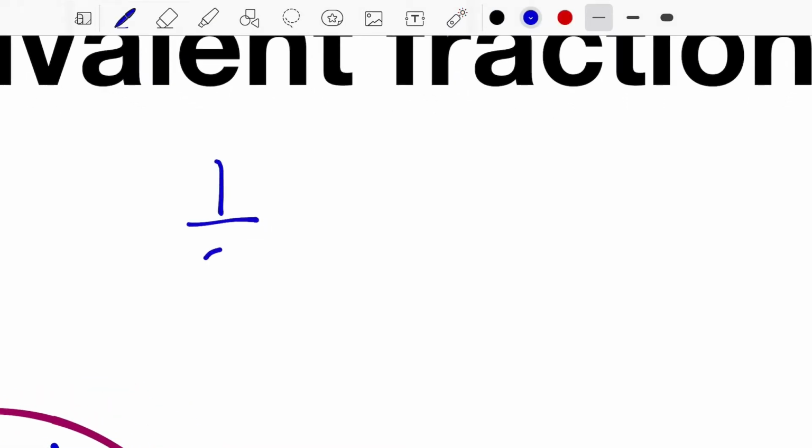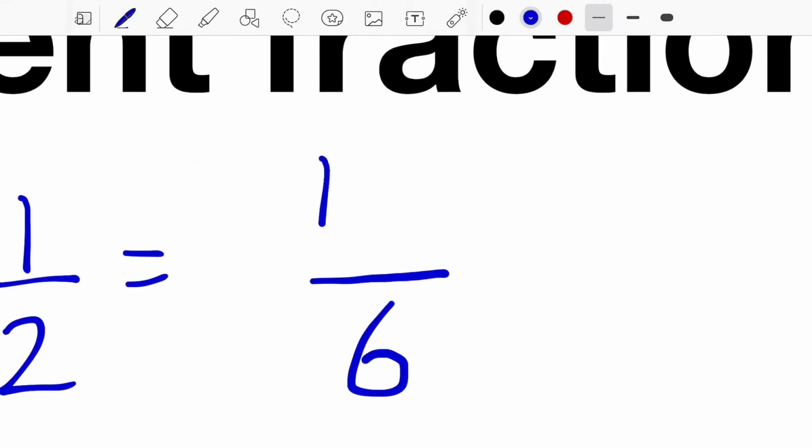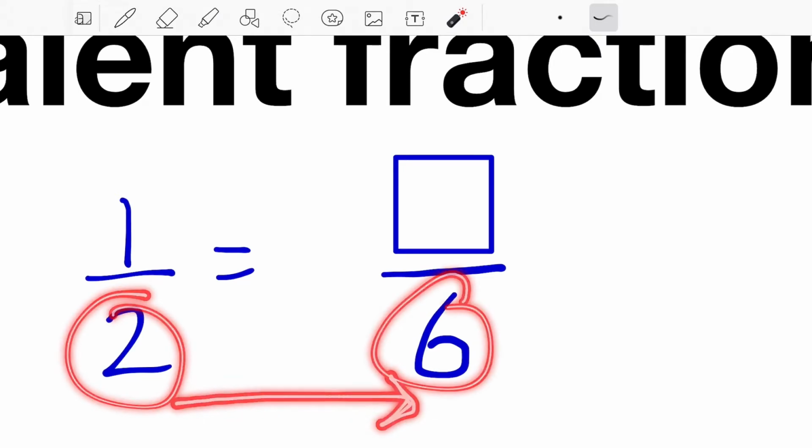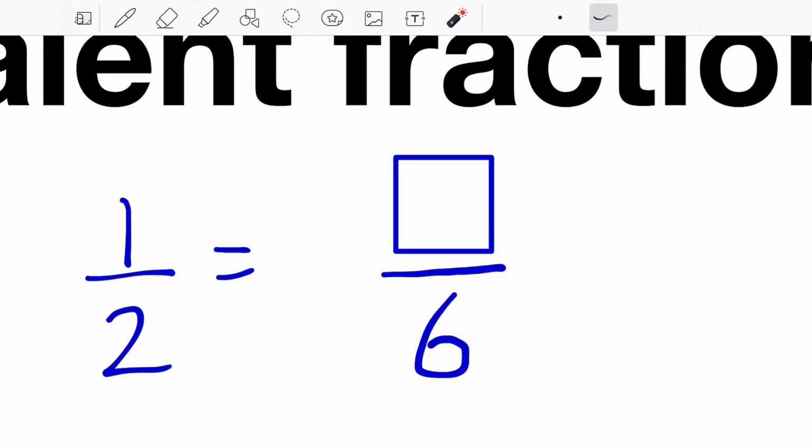So 1/2 is equal to how many? 6. So the whole is divided into 6 parts, so the denominator will be 6. So we are trying to figure out the numerator. So we check to see what numbers we have. So we are going across. So we have the 2 and the 6, so we have both denominators. So we check to see, is the number bigger? Are we going from a small number to a bigger number? Yes.